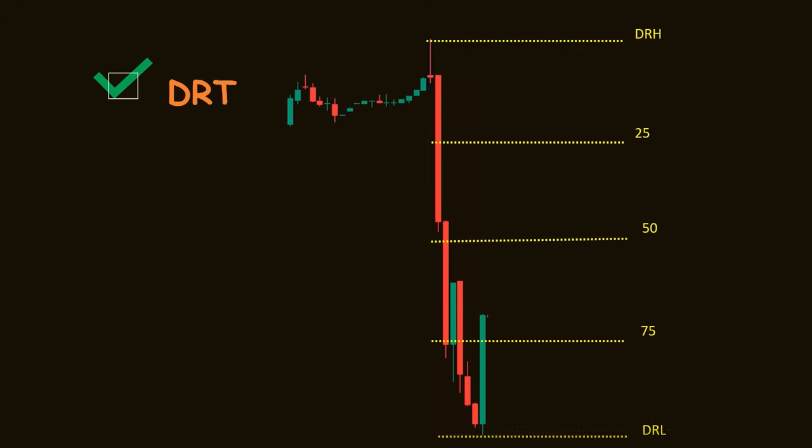This is where we take an impulse leg, also known as a displacement leg, and draw a Fibonacci from the high to the low of that move. Now, the key area I focus on is the 25 level. That's usually where I look for the market to form a lower high before continuing in the main trend direction. Think of it as the sweet spot where the market tends to reset before pushing further.